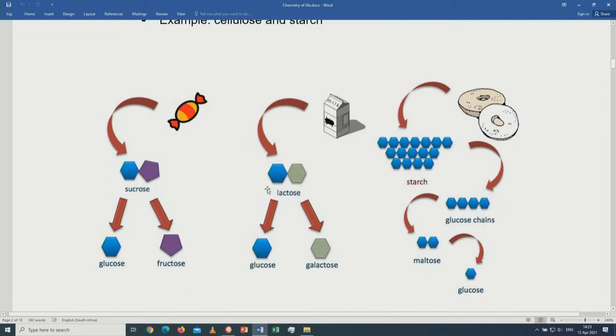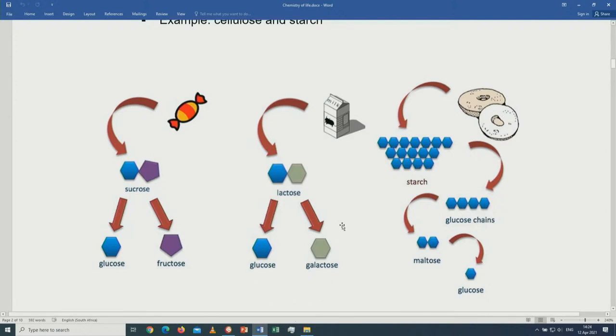And then here I have another example of a disaccharide. It's made up of two sugar molecules. We get lactose from milk. The two simple sugar molecules which form lactose are glucose and galactose.